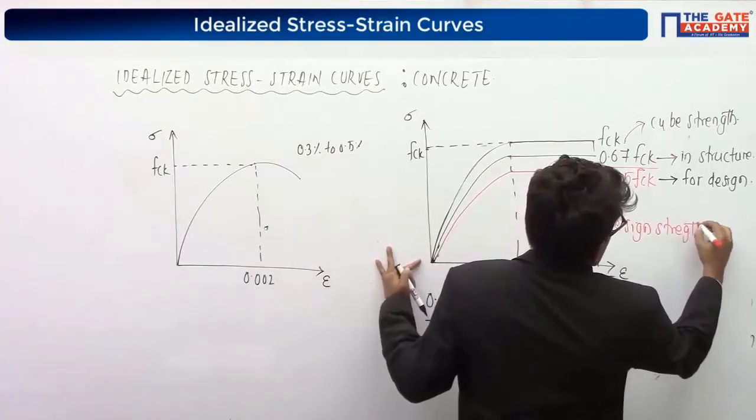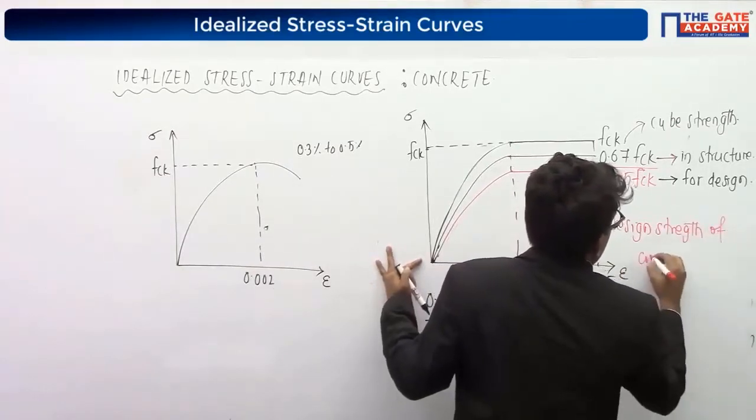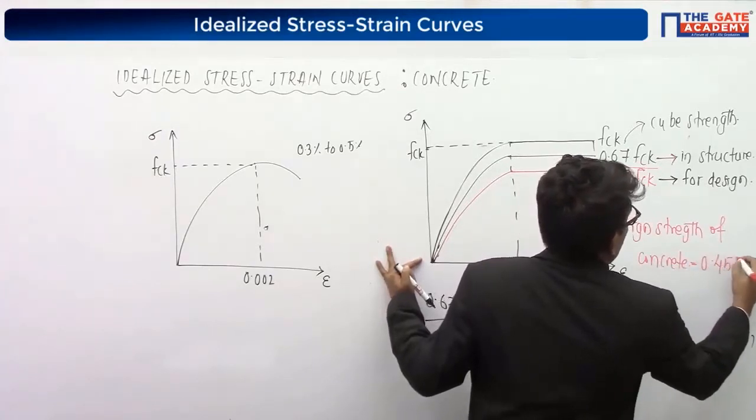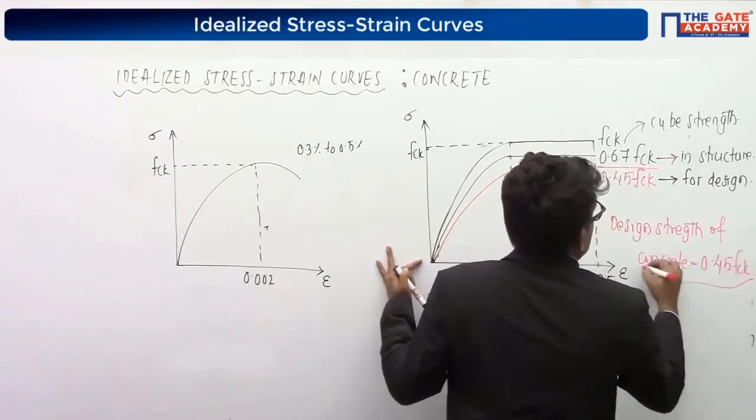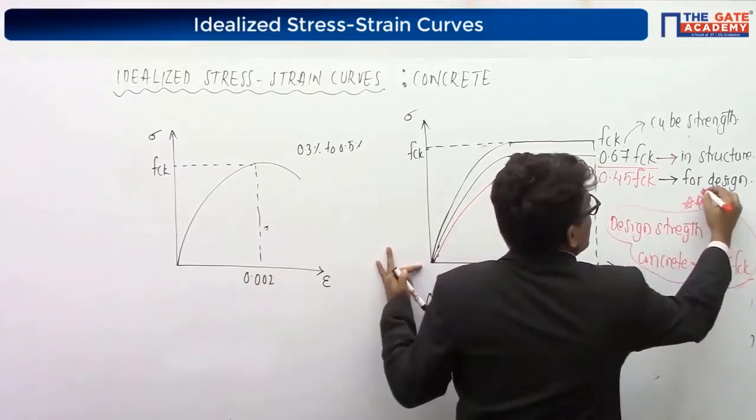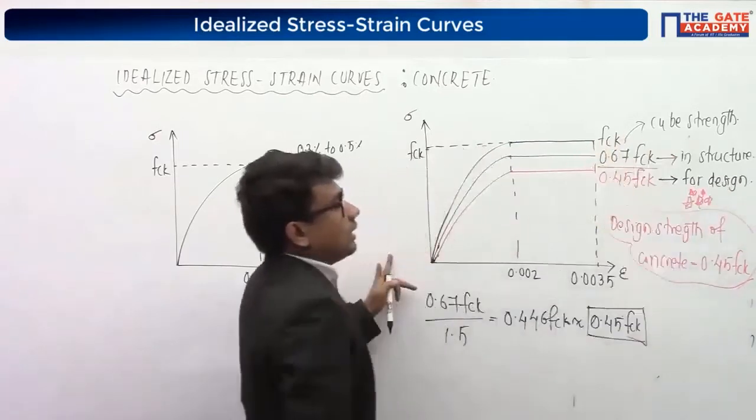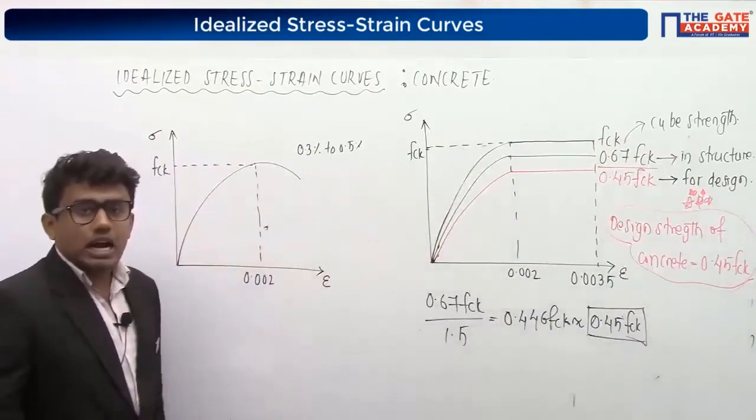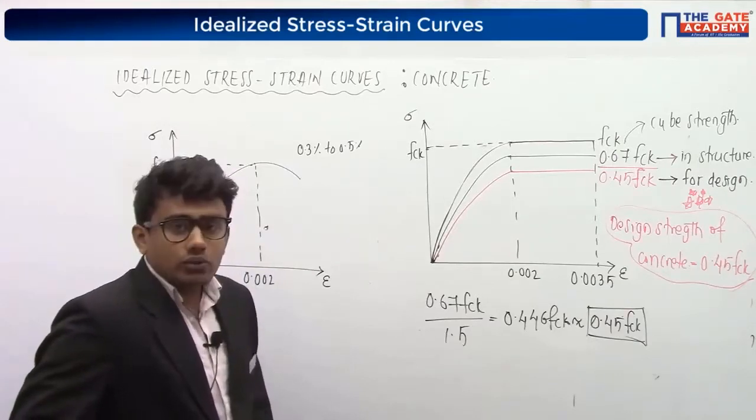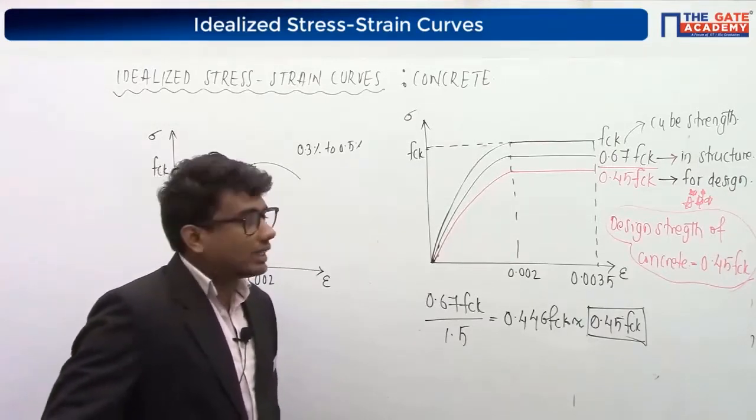The design strength of concrete as per IS 456-2000 is equal to 0.45 fck. Very, very important. You have to remember this. Design strength of the concrete as per IS 456-2000 is equal to 0.45 fck. Remember how we are getting this.